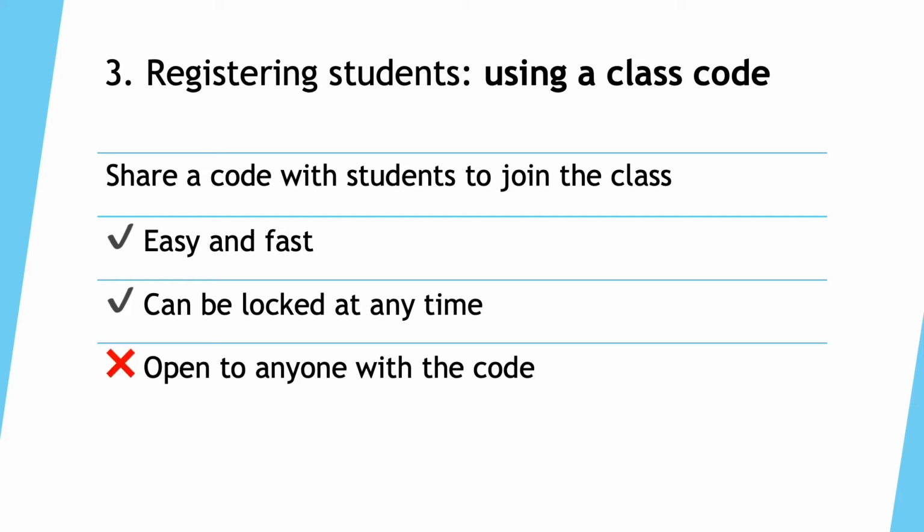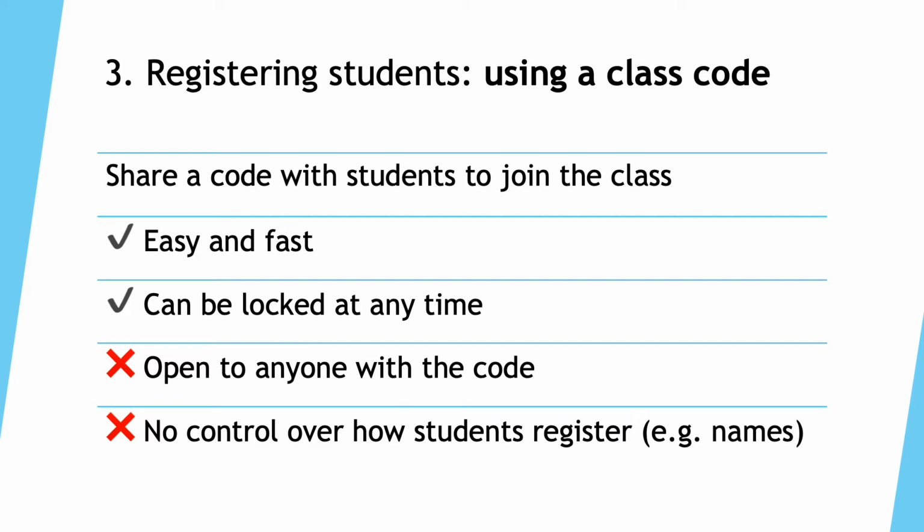One of the downsides of the code is that it's open to anyone who has the code. So for example, if your students told their grandmother the code for Edmodo, she could become a student in your class. So you really have no control over who enters the class. Anyone who has the code can become a student in your class.